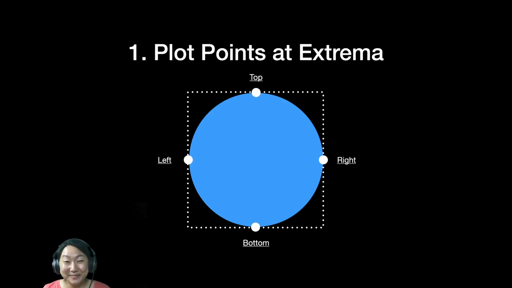First, to give you some tips, I recommend plotting points at extrema. And these points that I'm talking about are the on-curve points. Extrema is a word that means maximum or minimum. So for a circular shape like this, you probably want to plot your on-curve points on the most top, right, left, and bottom points.